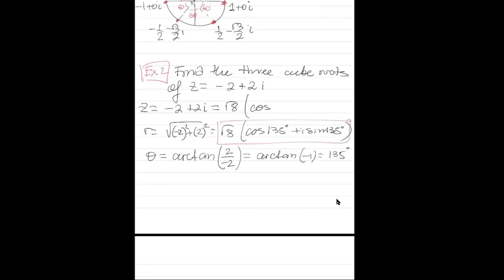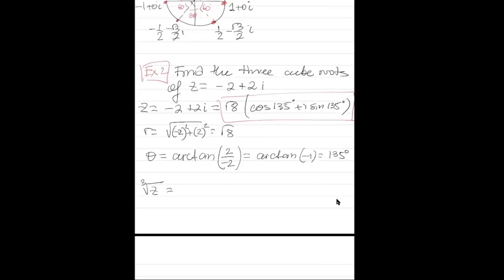Oh, I didn't want to write it here. That was r. So I needed to continue writing the number over here, cosine 135 plus i sine 135. This is the trig form right here. We're going to use this form to find, what do we have to find? The cube root. So to find the cube root, I'm going to do cube root of z, and there are going to be 3 of them.